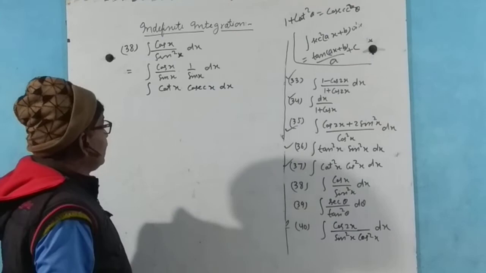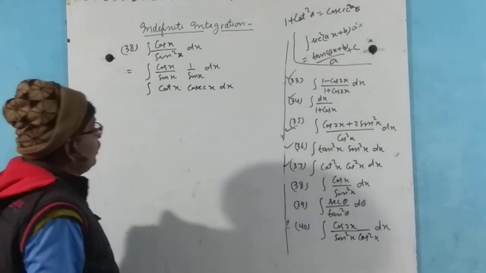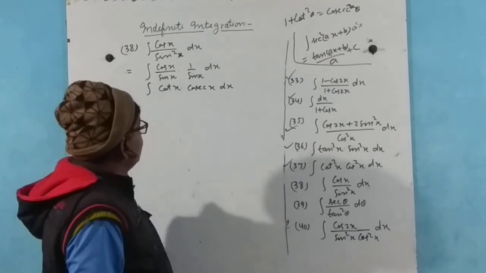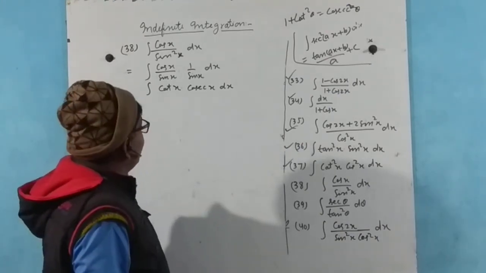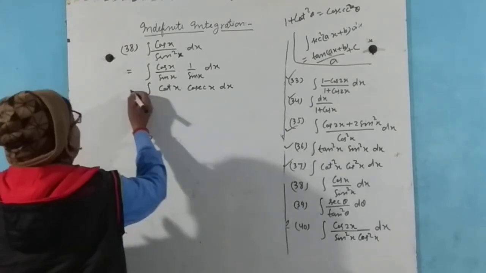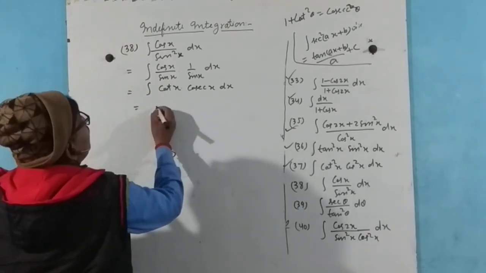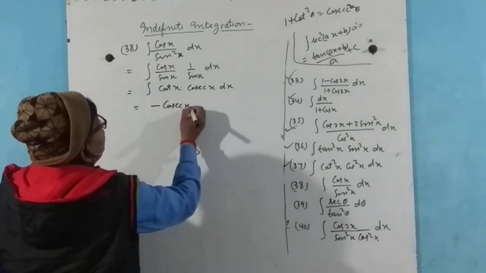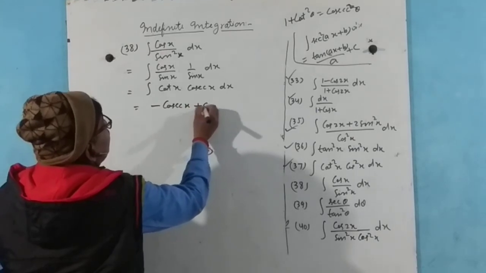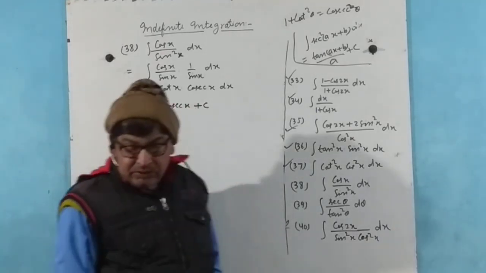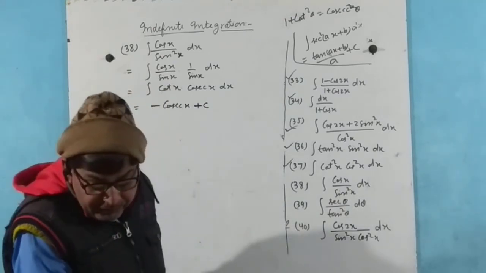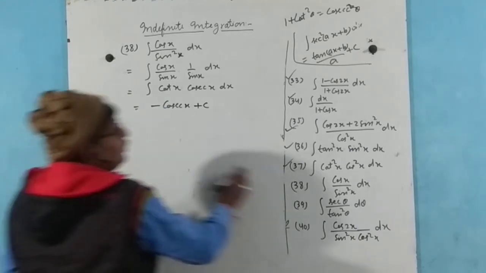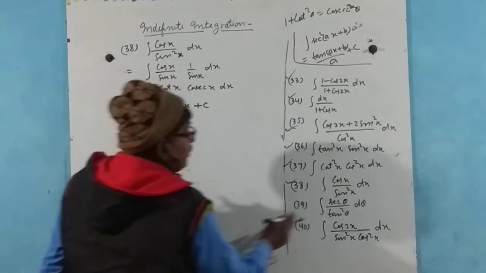And as we know that the differentiation of cosec x is equal to minus cot x cosec x, so the integration of cot x cosec x is equal to minus cosec x plus C. Here this is equal to minus cosec x plus C. Now question number 39.